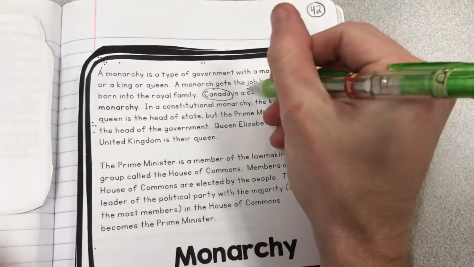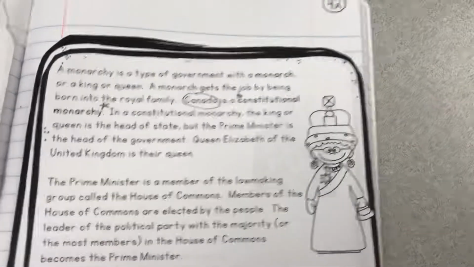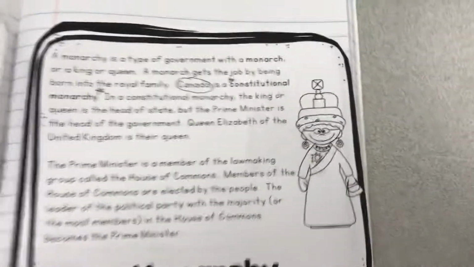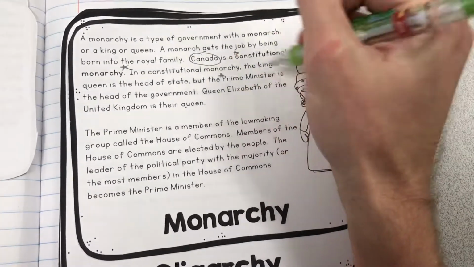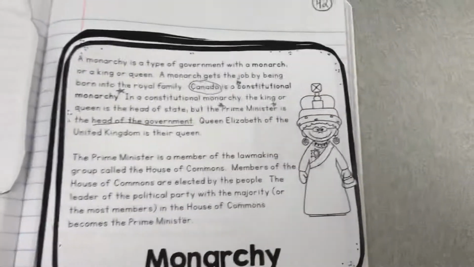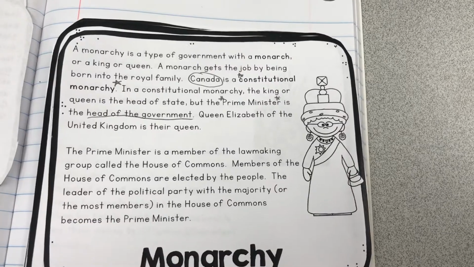So I'd like you to go ahead and circle Canada, because Canada has a form of monarchy. And also I'd like you to put a star around constitutional monarchy. So this is a specific kind of monarchy in that the king or queen is kind of head of the state, but the prime minister, and let's star that and underline it, is the head of the government. So the king or queen is kind of in control of the country, but the prime minister is kind of in charge of the rules and following them out.